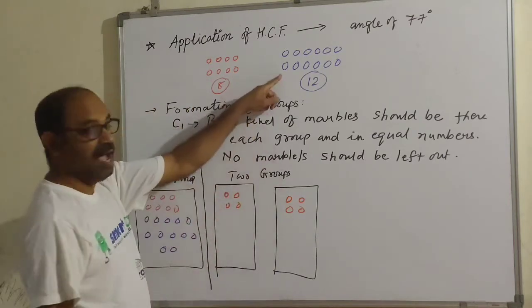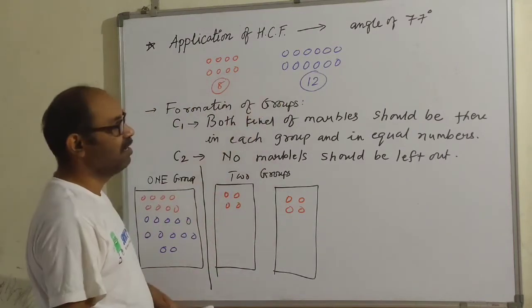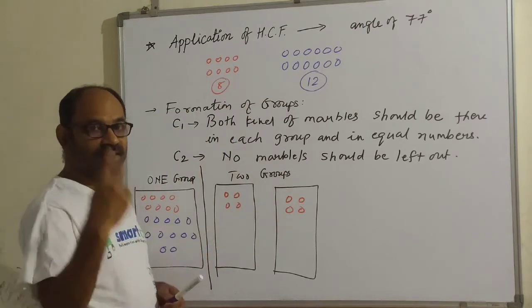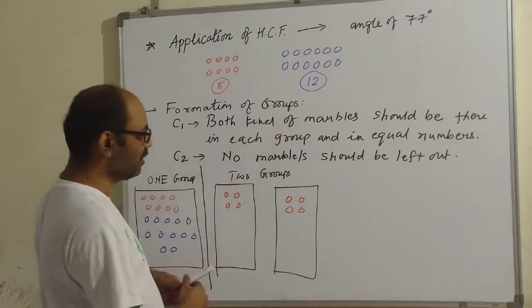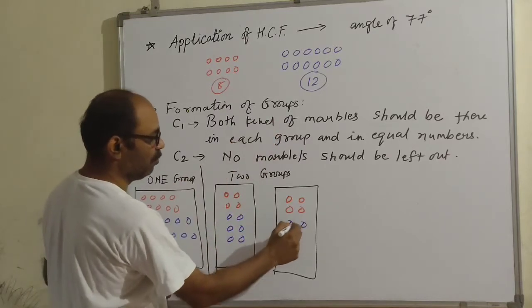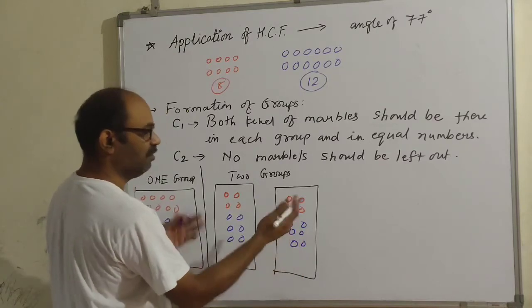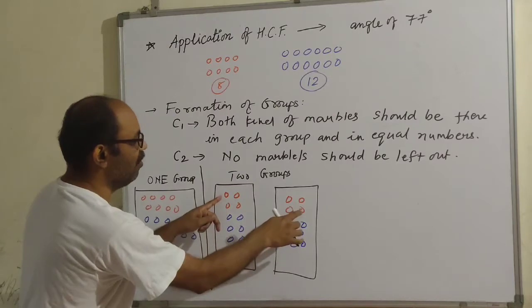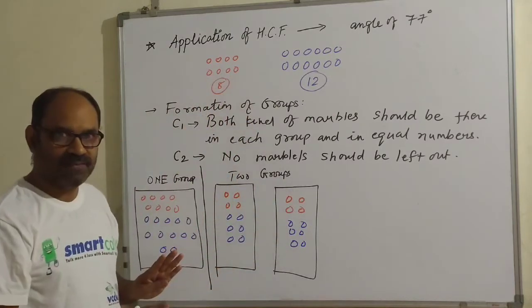How many marbles do we have of blue color? 12. So how many marbles can I keep in each group if there are 2 groups? 6, correct. 1, 2, 3, 4, 5, 6. 1, 2, 3, 4, 5, 6. Yes, not a single marble is left. See, 6 and 6, 12, 4 and 4, 8. Not a single marble is left.